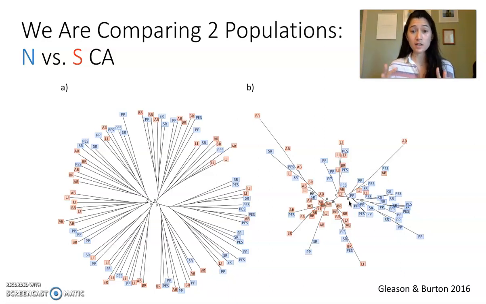So that's why in this data set, we're treating those 3 Northern California sites as one population, and then we're treating those 3 Southern California geographic sites as one population. So we're comparing 2 different populations in this particular lab.